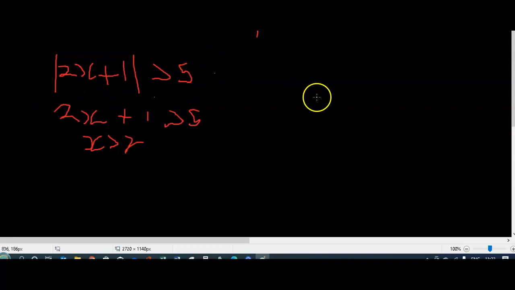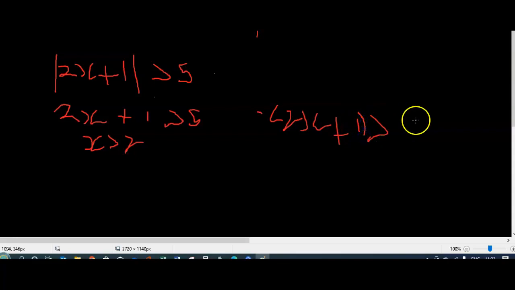You just put the minus over there. But for argument's sake, I will do the one people are most comfortable with. I think it's minus (2x plus 1) is greater than 5, don't forget the brackets.